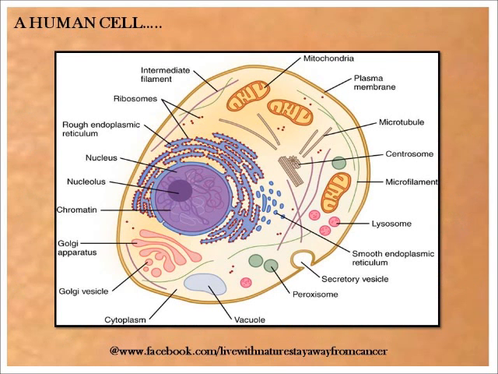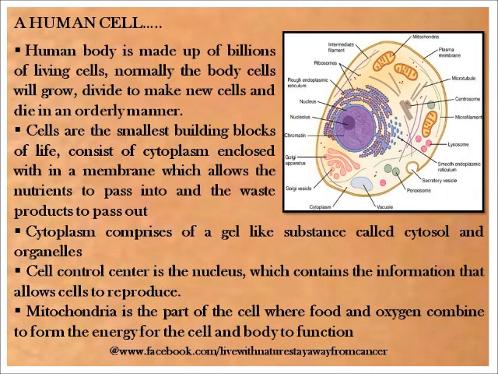The human body is made up of trillions of living cells. Normally, the body cells grow and divide to make new cells, and die in a programmed, orderly manner. The cells are the smallest building blocks of life, consisting of cytoplasm enclosed within a membrane which allows the nutrients to pass into and the waste products to pass out. The cytoplasm comprises a gel-like substance called cytosol and organelles. The cell control center is the nucleus, which contains the information that allows the cells to reproduce.